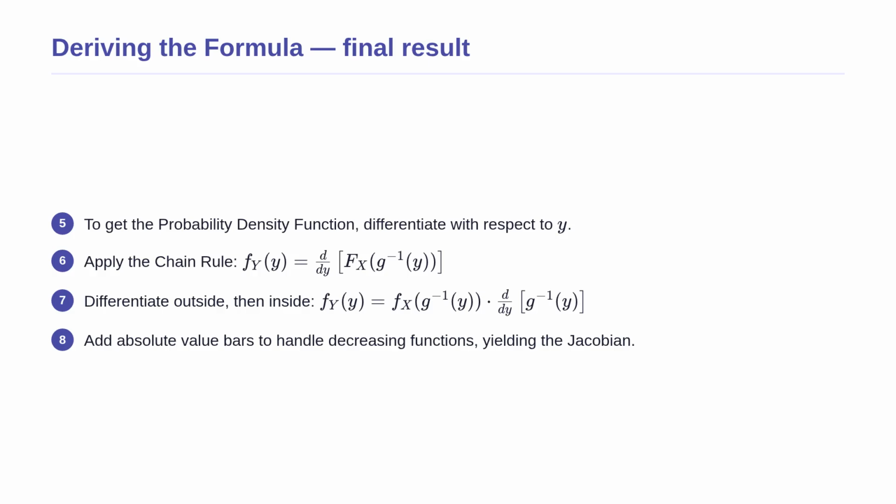Finally, to ensure our probability density is never negative, even if the function is decreasing, we wrap the derivative in absolute value bars. This completes our proof of the master formula.